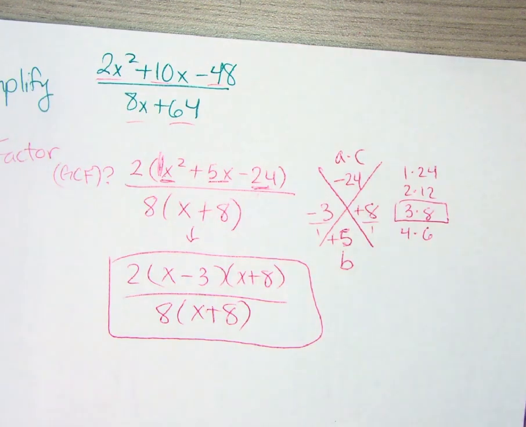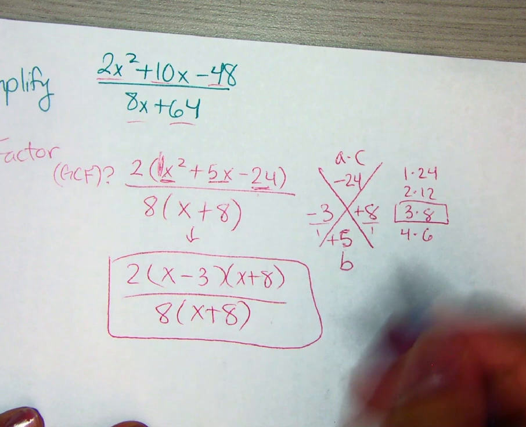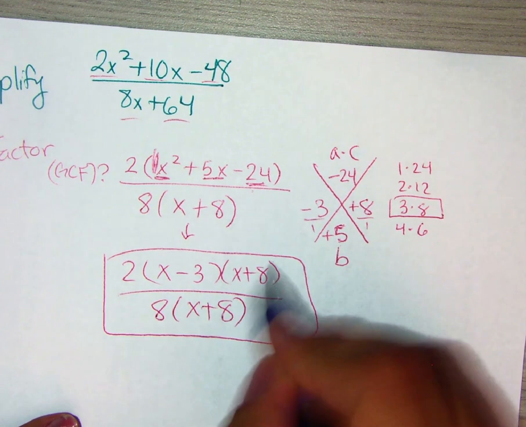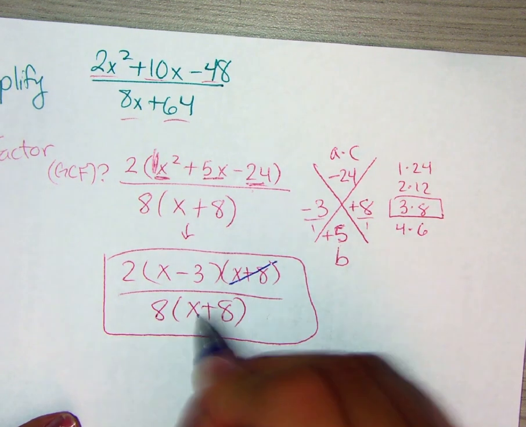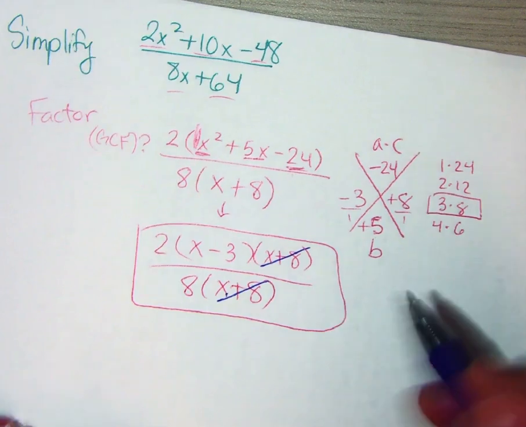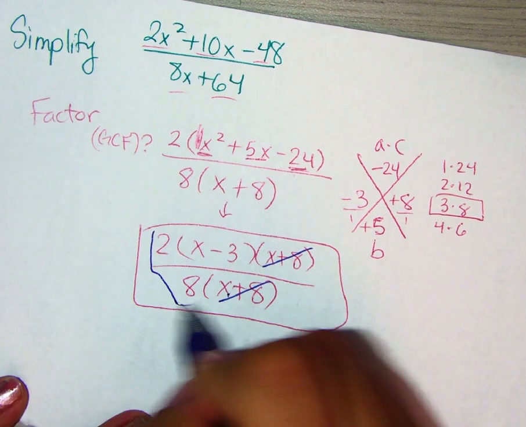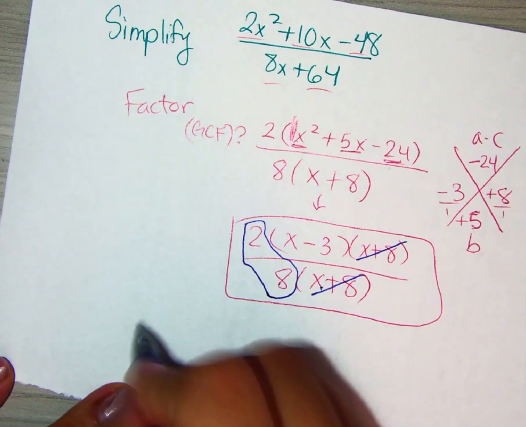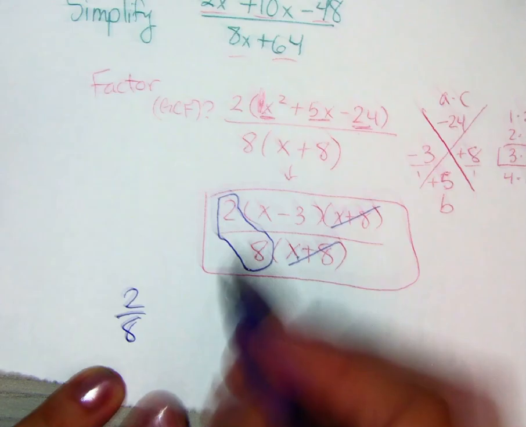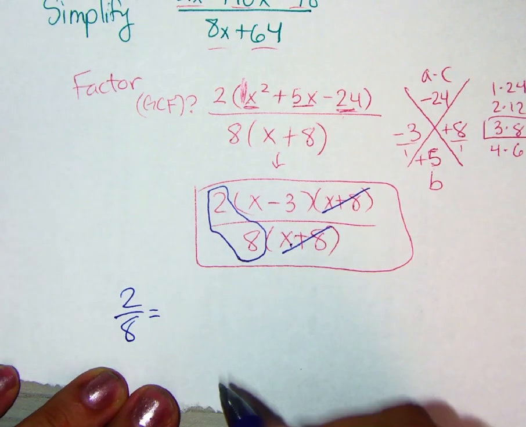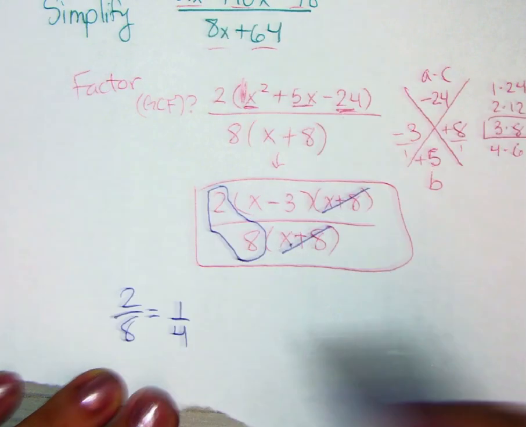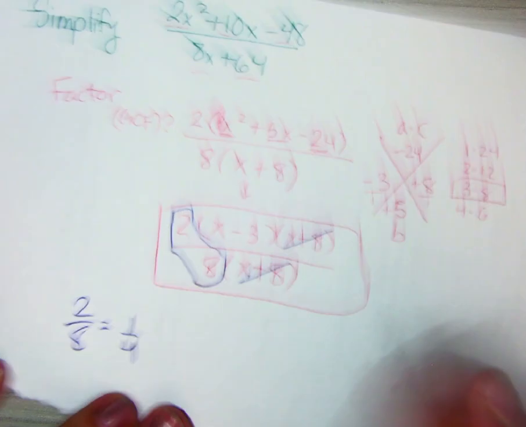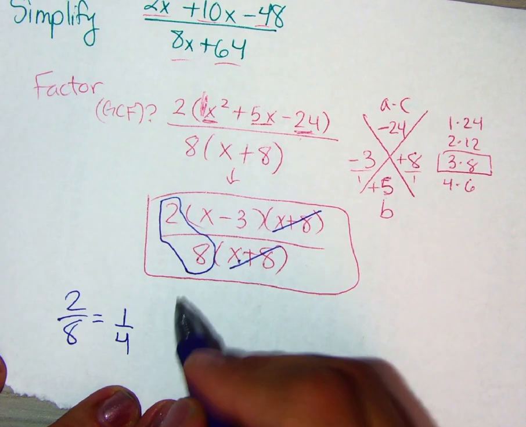And again, next part is to look for simplification. So we can simplify by dashing these because they're the same on top and bottom. But also you want to look at these numbers as a fraction like 2 over 8. In third grade, if you were given 2 over 8, you would simplify this to 1/4. So same thing's going to happen here. You can simplify these to 1/4.